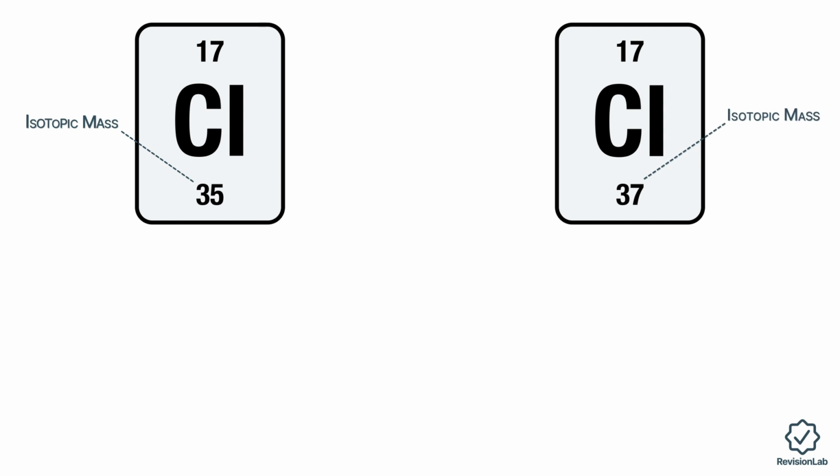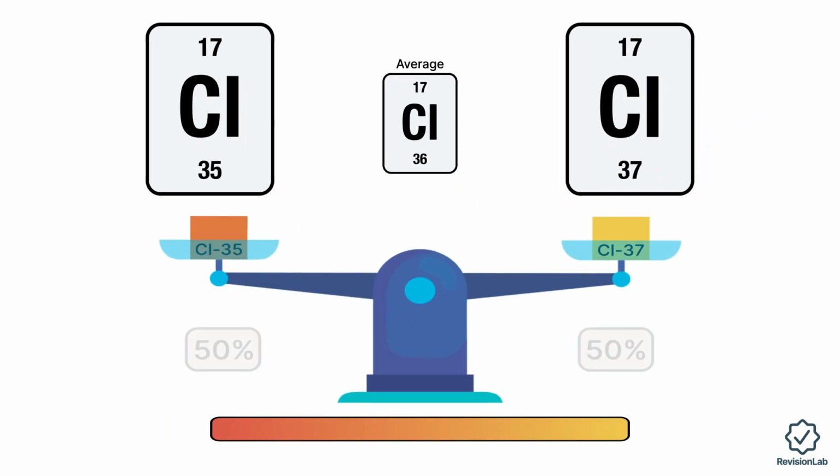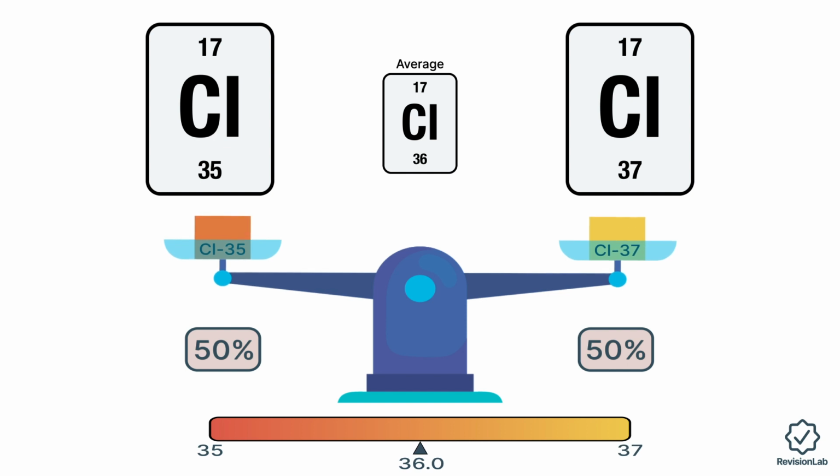Each of these isotopes has the mass shown, and we can see that they have different numbers of neutrons by subtracting the atomic number from the mass number for each isotope. The average of the two masses will be 36, but of course it would only make sense to use this simple average to represent all the isotopes of chlorine if chlorine-35 and chlorine-37 were equally abundant. This is rarely the case with isotopes, however.